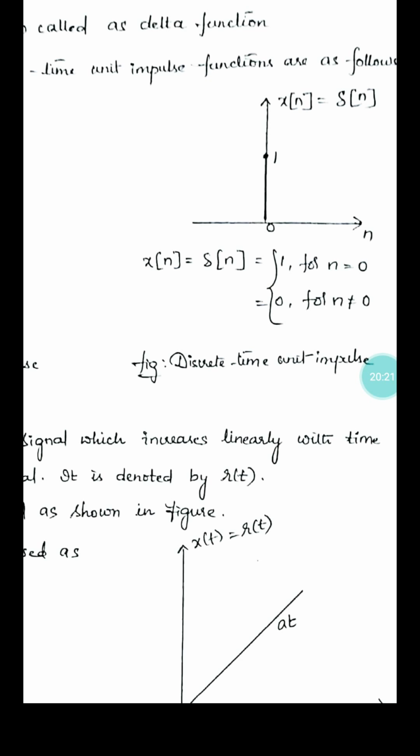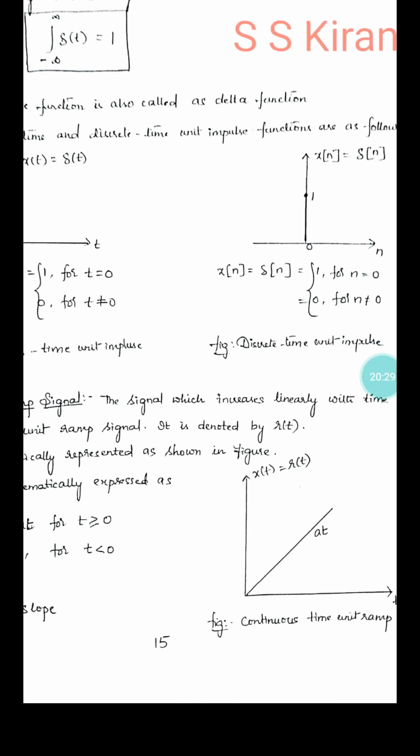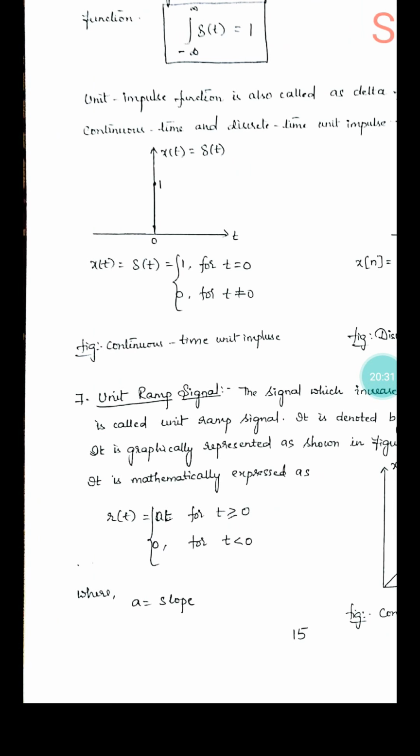X of n equal to delta of n equal to 1 for n equal to 0, 0 for n not equal to 0. It can be represented in the discrete time unit impulse. This is represented in the continuous time unit impulse.